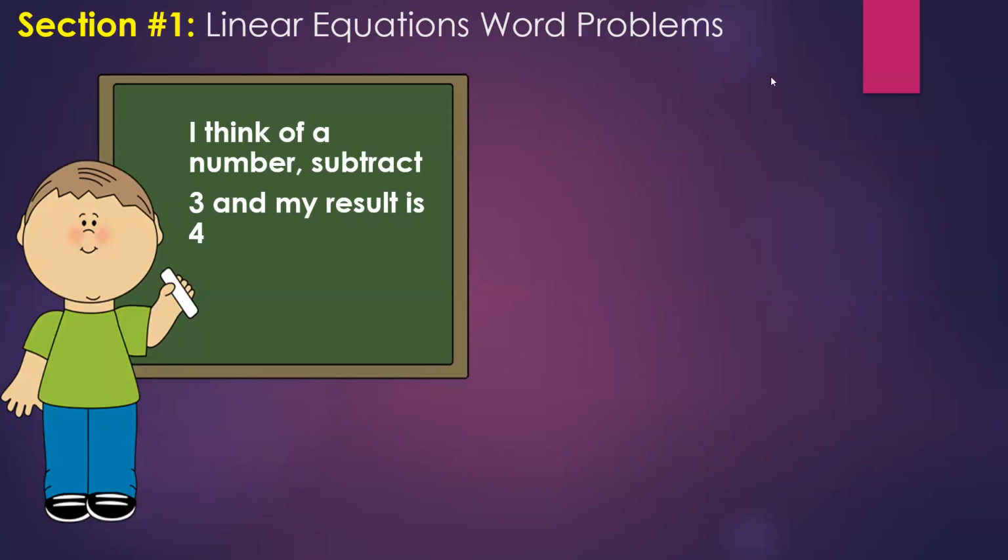Pardon me? I want you to read this with the question. I think of a number, subtract 3, and my result is 4. Very good. And so the question says, let y represent the unknown number. So we have to let y represent the unknown number, which means that y is the variable.